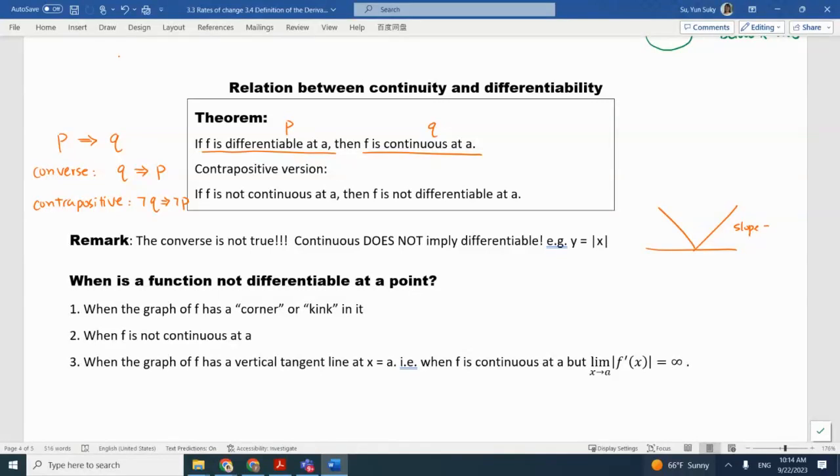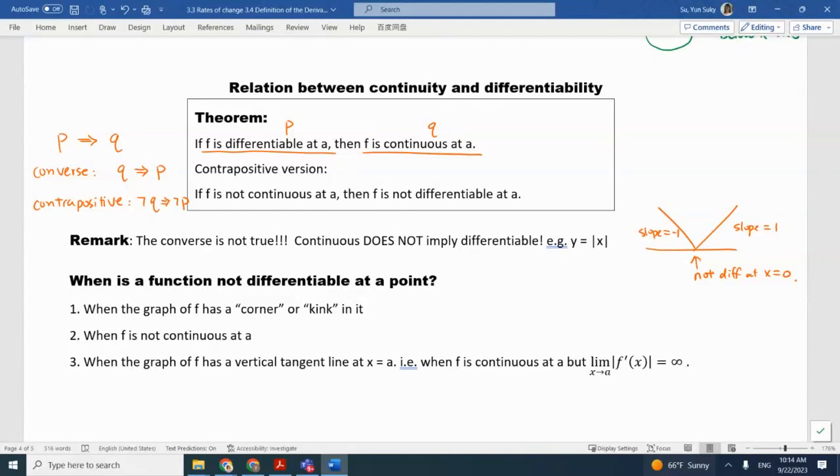On the right side, the slope is 1. On the left side, the slope is -1. So it's not differentiable at x equal to 0. Do you remember that, everybody? So this is an example.